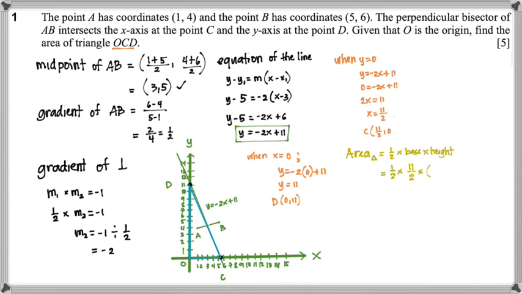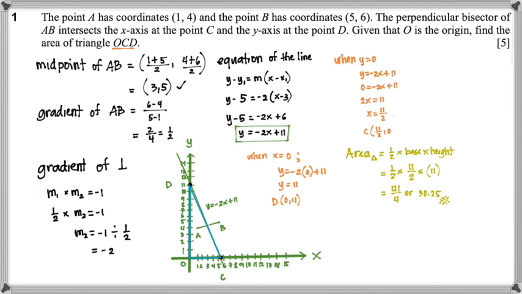Times 11. And here we'll be getting 121 over 4, or 30.2, or 30.3 will be acceptable because in this question, the degree of accuracy was not specified in the question.